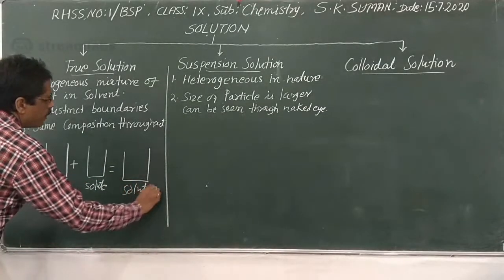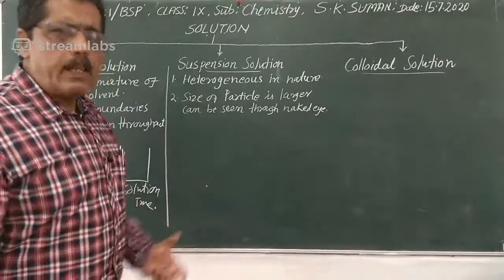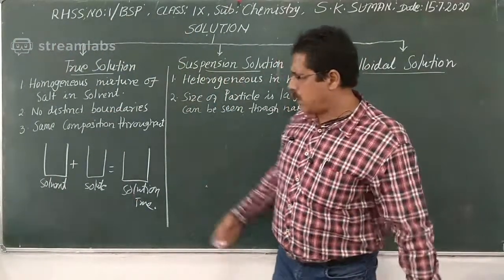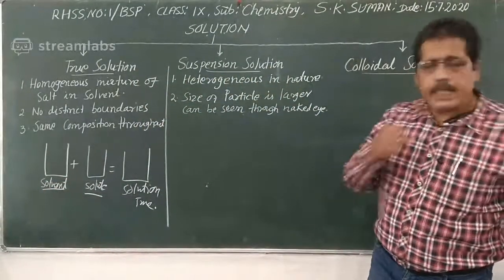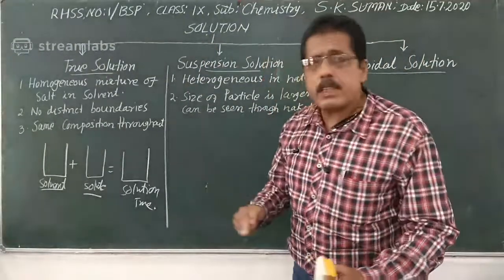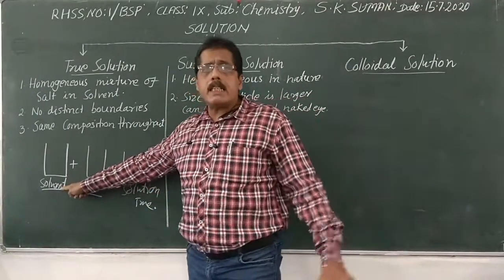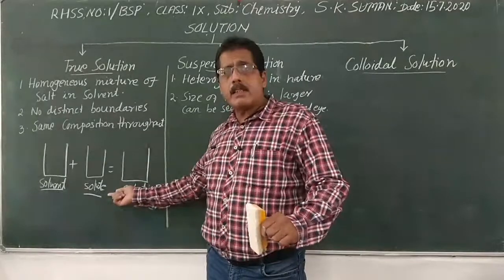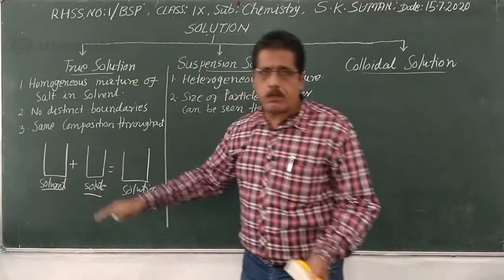See, solute is the substance which dissolves in solvent, and solvent is the substance in which solute dissolves. See the difference. Solute is the substance which dissolves in the solvent, and solvent is the substance in which solute dissolves, and you get the true solution whose nature is homogeneous. Its composition will be the same throughout. There won't be any distinction of boundaries.